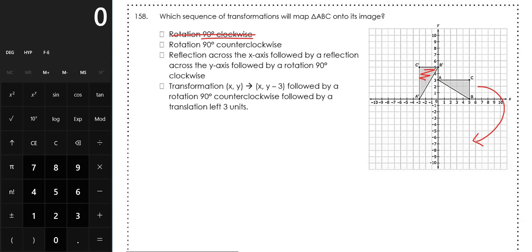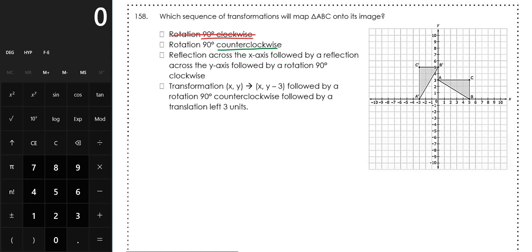Now, looking at the second choice, we have a rotation counterclockwise 90 degrees. Going from this triangle, the original, counterclockwise one quadrant will end up in the top left. It will end up exactly where this triangle is right now. Now, I'm going to erase my marks here. The way that you want to rotate is you want to physically turn your paper.